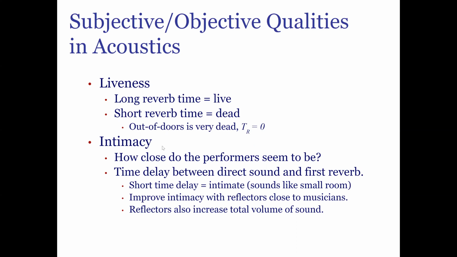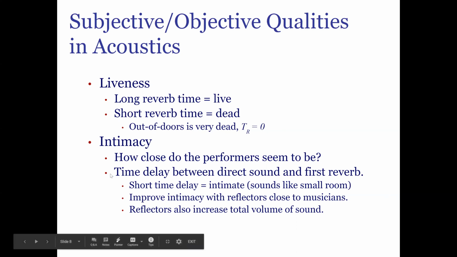Intimacy is how close the performers seem to be. So visually, clearly, if you're in a small room, you're very close to the performers. You're going to hear the direct sound. And in a small room, that first reflected sound is going to happen really quickly because sound moves really fast. And if you're in a small room, it's going to bounce off of a wall and make it to you not long after the direct sound.